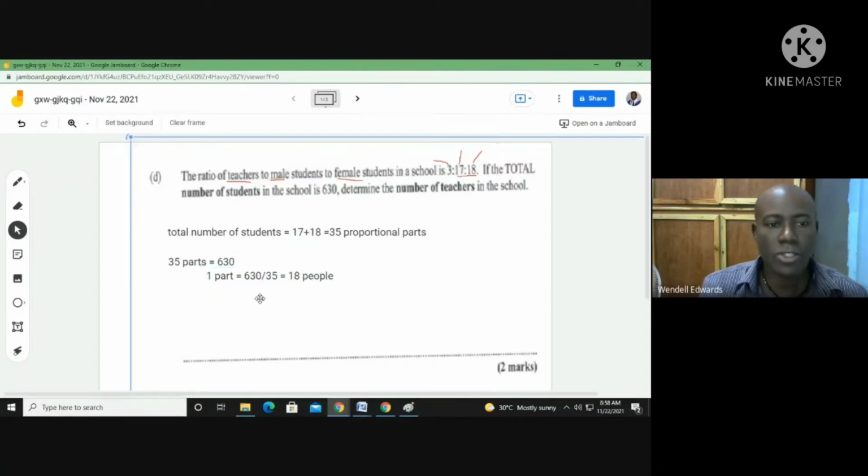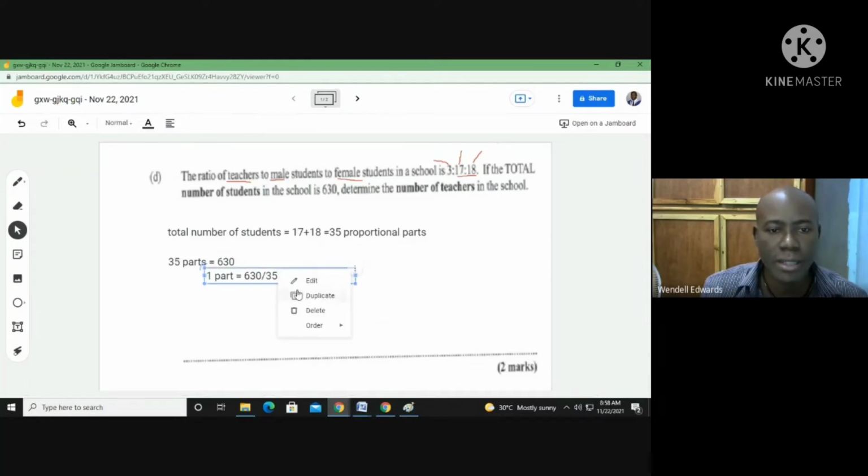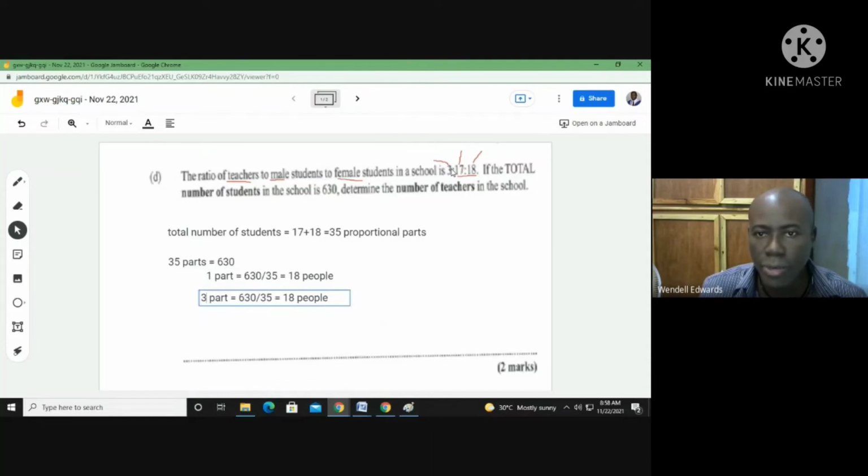Yeah. So then, if I want to find the number of teachers, then I need to look at how many parts represent the teachers. Well, we are told that it's three parts. So then all we're going to do is say, all right, let's multiply this 18 by 3. All right, 18 by 3 is 54. Yeah. So we're talking about having 54 teachers based on that ratio.